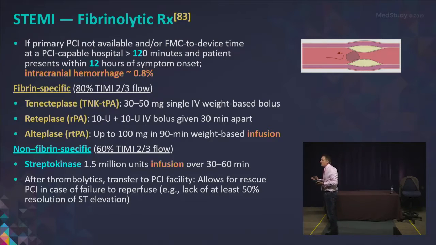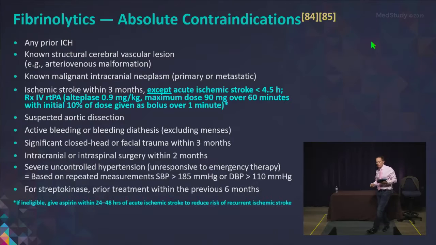So the fibrinolytics that we have right now are fibrin-specific: tenecteplase, reteplase, alteplase, which are better. They open up the blood flow better. So TIMI 2-3 is better flow, TIMI 0 flow is no flow. And then you've got the non-fibrin-specific, which is streptokinase. Essentially our goal is to dissolve this clot, but hopefully you can see that the actual plaque is still there. So it's good to get this dissolved, but we often have to deal with this plaque later.